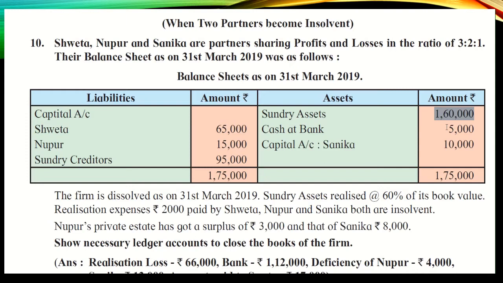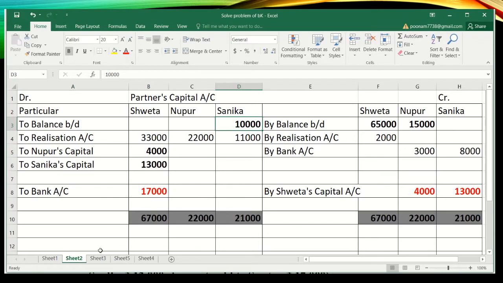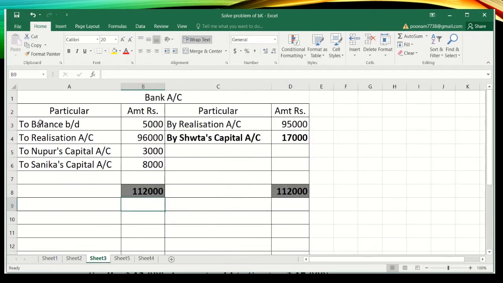Apart from that, you can see the bank account. So what we have to do is first record the opening bank balance in the bank account. So let's go to the bank account, and in that bank account we will record the opening balance of bank, that is 5,000 students.